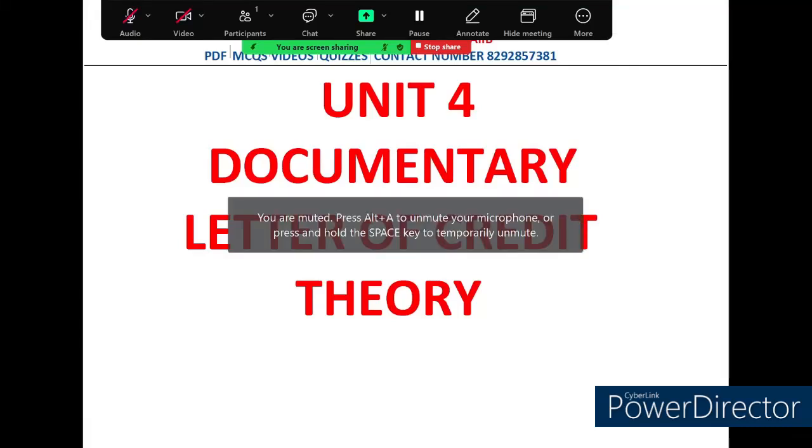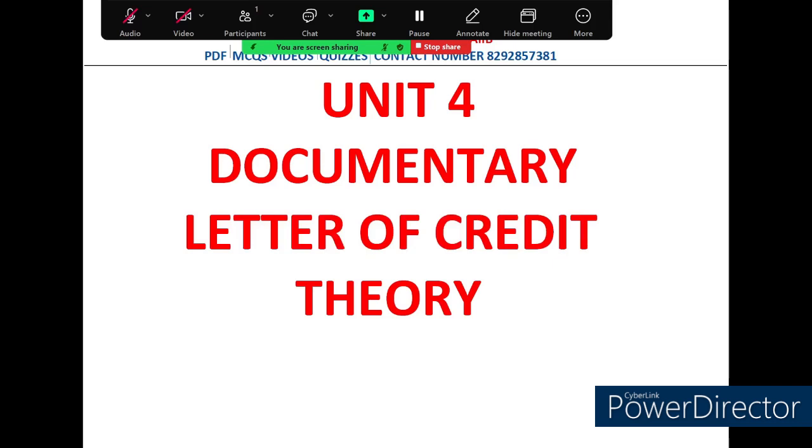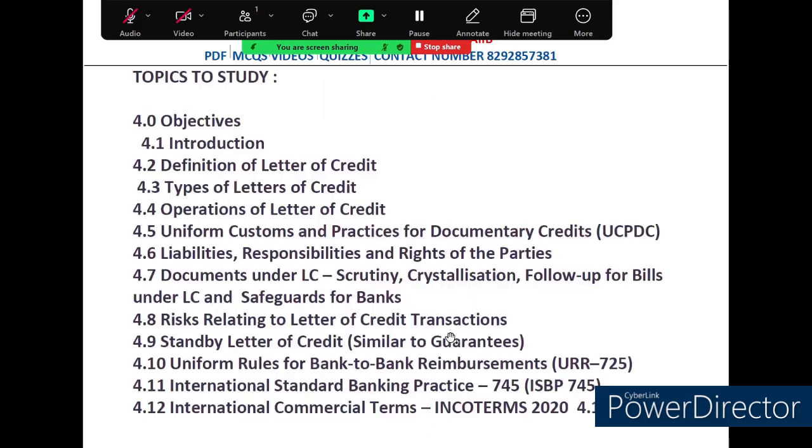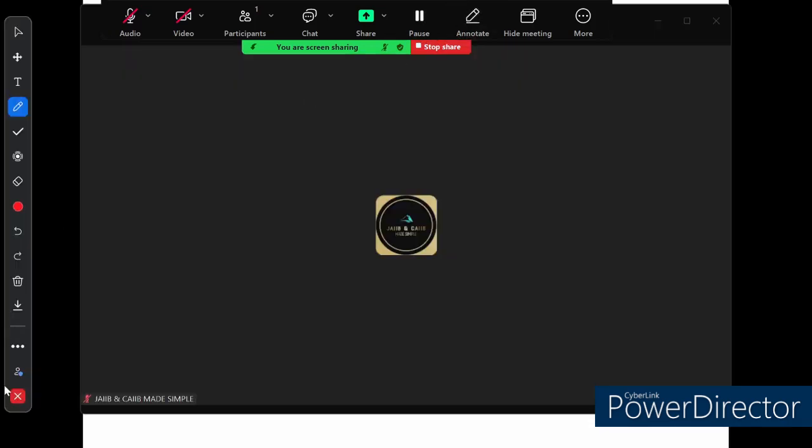Today we are diving into a crucial topic for anyone involved in international trade, and the topic name is Documentary Letter of Credit. That is our Unit 4 of BFM. We will also be talking about the guidelines that make these transactions secure and reliable. So these are the topics which we are going to discuss in this particular unit.